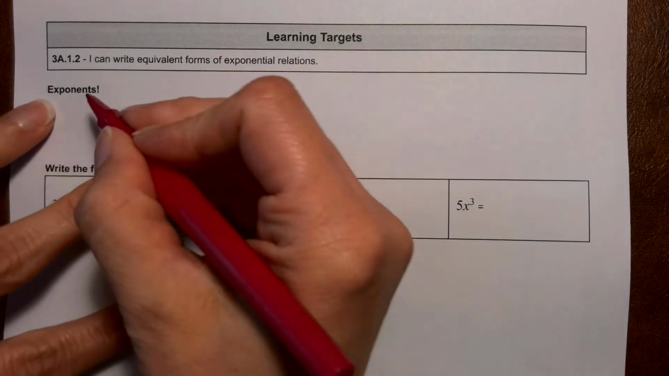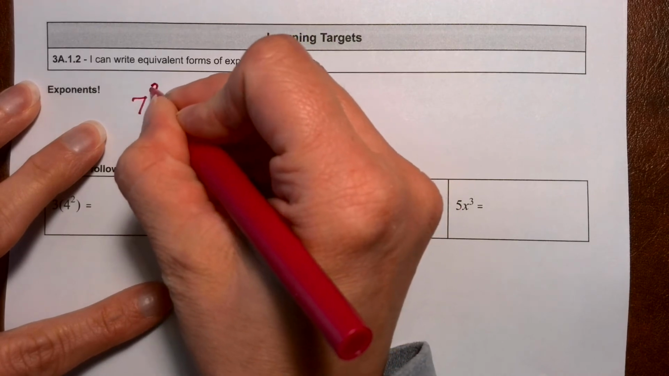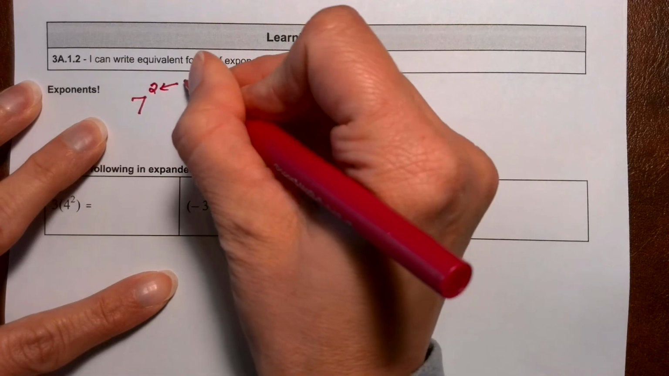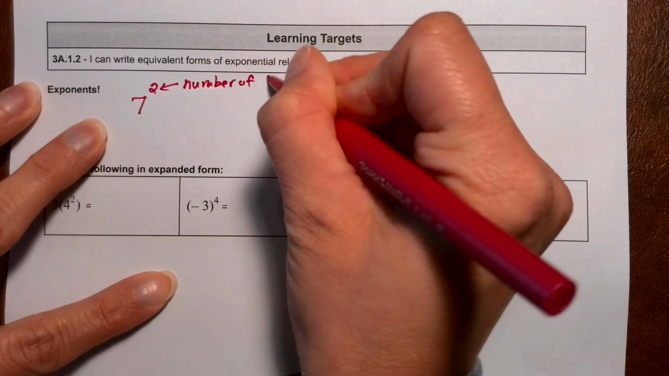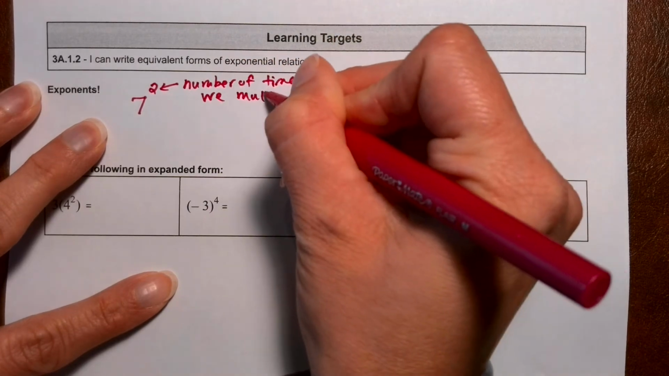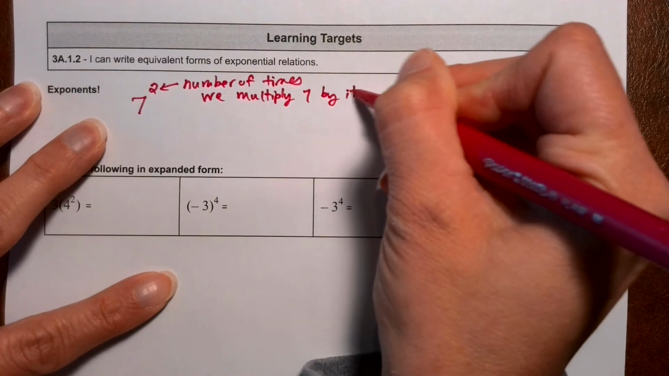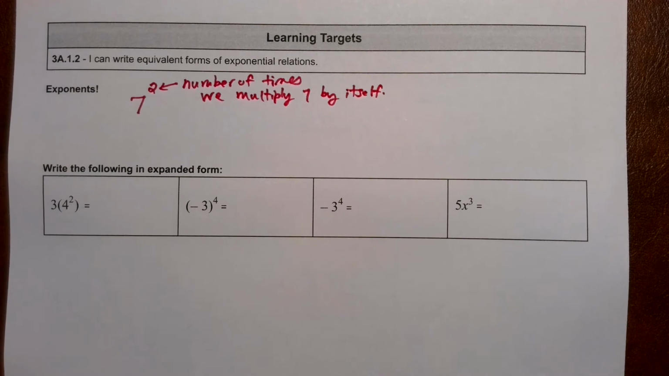Okay, so the exponent always has a base to the power of. And what that power, or what that exponent means, is the number of times we multiply 7 by itself. So we have to look and see what's getting the power, and then we write that thing that many times.